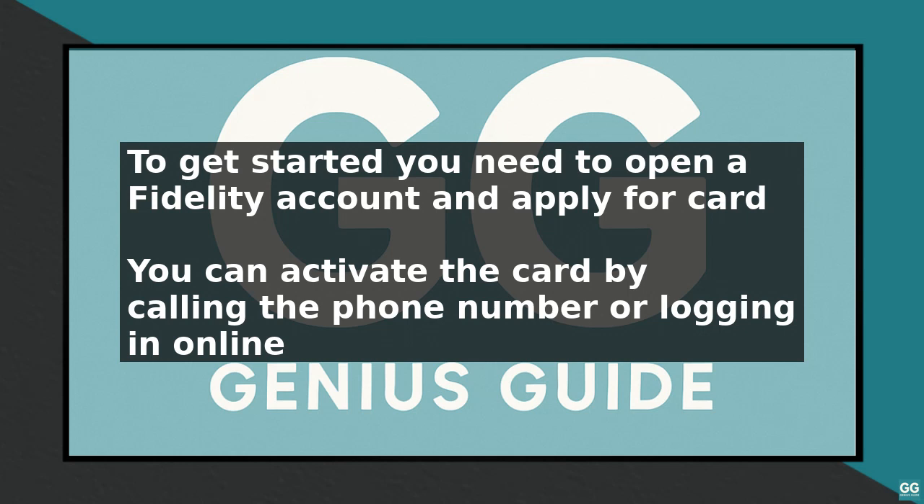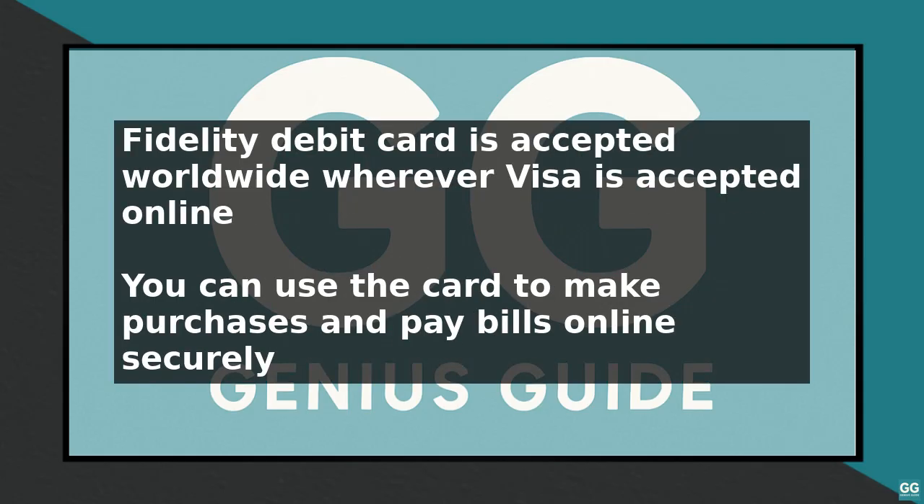To use your Fidelity Debit Card, simply swipe or insert your card at a merchant location and enter your PIN to authorize the transaction. For online transactions, you will need to enter your card number, expiration date, and security code. It is also important to keep track of your account balance and transaction history to avoid overdrafts and ensure that your account is secure. You can do this by logging into your Fidelity account online or through the mobile app.